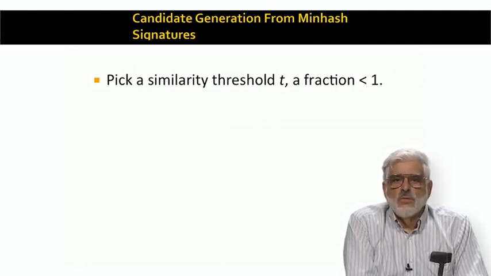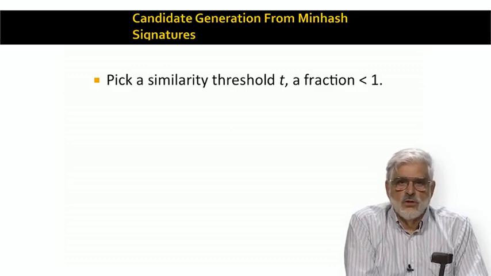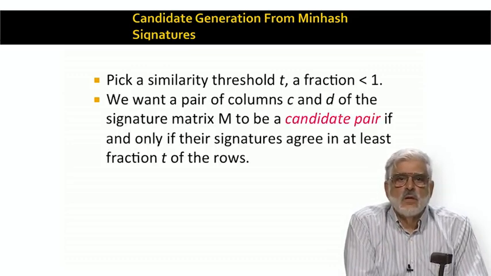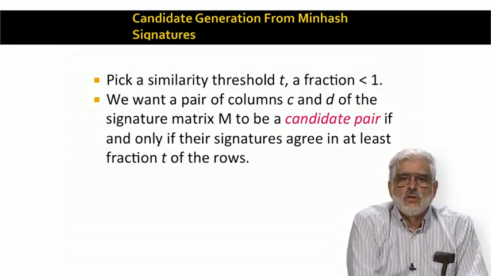To start, we have to agree on how similar is similar. We pick a threshold t, that is, the minimum value of Jaccard similarity for us to regard a pair of signatures as similar. That is, in the ideal world, columns C and D of the signature matrix M would be a candidate pair if and only if their similarity was at least t.